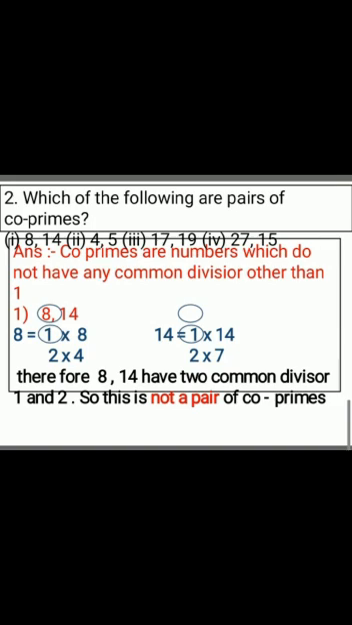Now let's see whether 8 and 14 are co-prime numbers or not. The factors or divisors of 8 are 1, 2, 4, 8 and the divisors or factors of 14 are 1, 2, 7, 14. Now here, which are the common divisors or factors? Yes, 1 and 2. So is it a pair of co-prime numbers? No, it is not a pair of co-prime numbers because they have two common divisors or factors.